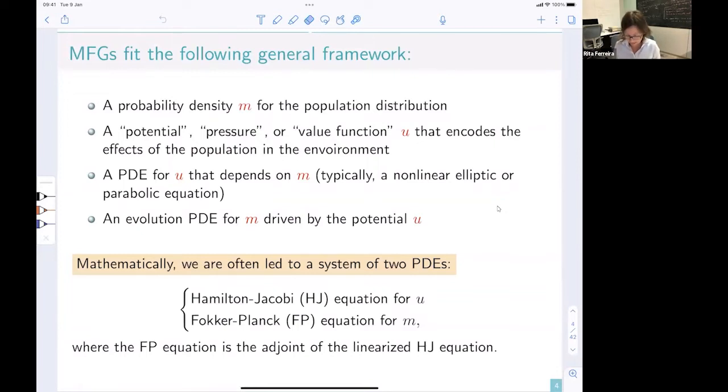And this mathematically can be written as a system of two equations, a Hamilton-Jacobi equation that is usually considered as an equation for U, and a Fokker-Planck equation or transport equation, which is usually seen as an equation for M. Of course, this is a coupled system, so what I'm saying does not really make sense, because both equations depend on both unknowns. But this is in general how people see the mean field games, the interpretation of the mean field games.